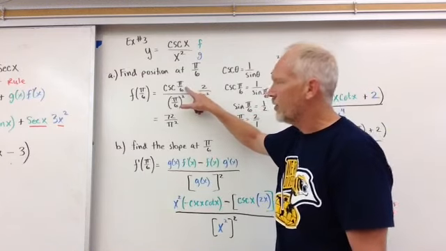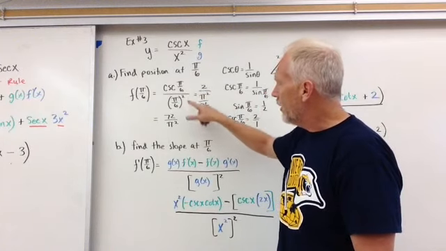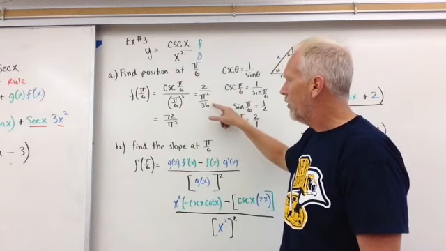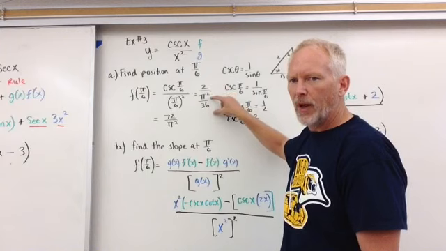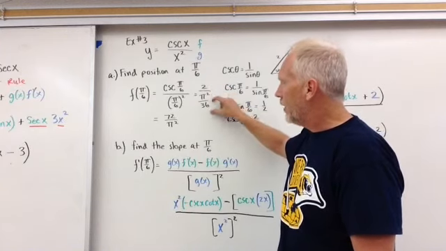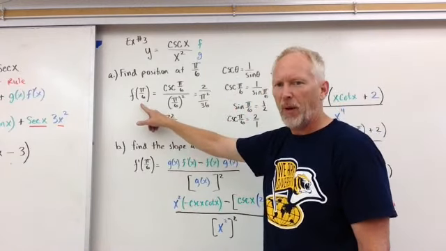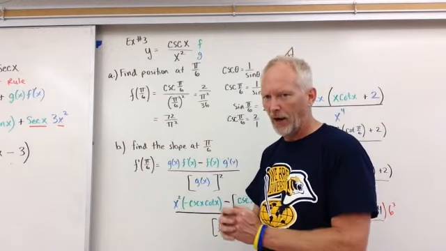So let's fill in some information. Cosecant of pi over 6, well, that was just 2. Then we have pi over 6 squared, which is pi squared over 36. When you have a numerator multiplied or divided by another fraction, we can flip and multiply. So our final answer of f of pi over 6 is 72 over pi squared.